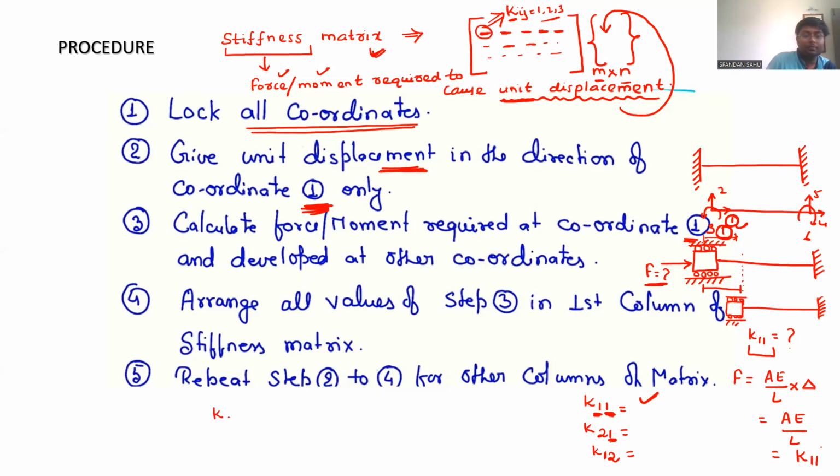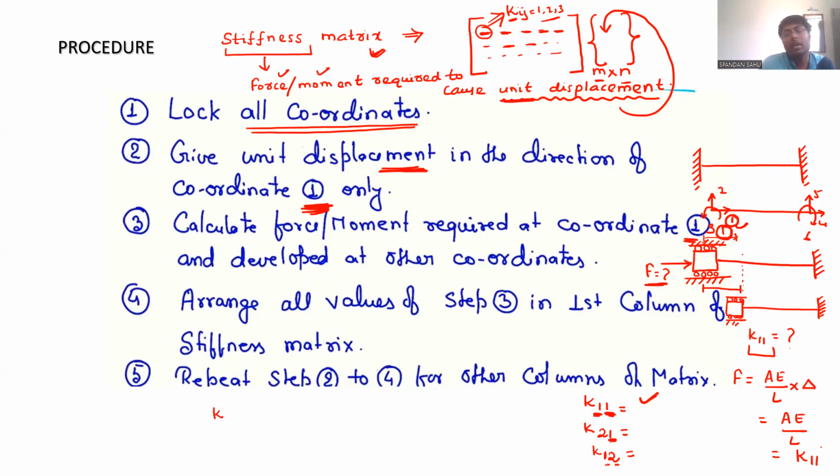K12 is the amount of force required to produce unit displacement along 2 in the direction of 1. Means, the force we need to apply in the direction of 1 to produce a unit displacement in the direction of 2. That is the actual thing. So the first subscript is the force, and the second subscript is the displacement.